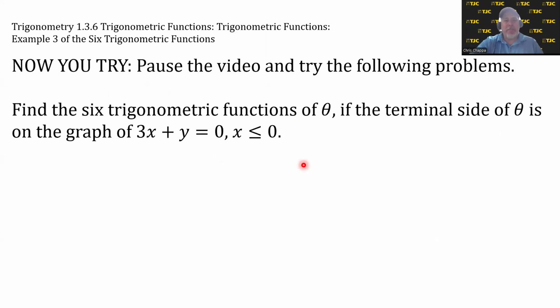All right, now you try. Pause the video and try the following problem. Find the 6 trigonometric functions of theta if the terminal side of theta is on the graph of 3x plus y is equal to 0 and x is less than or equal to 0. Pause the video, give it a try.